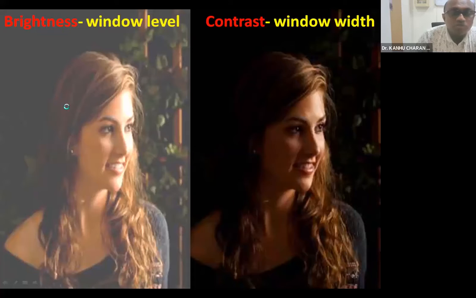If you see what level and width are, you see two images, left and right. Left is the brightness, which is called the window level, and this is called the window contrast, or window width. If you drag your mouse vertically, the window level will change, and if you drag your mouse horizontally, your window width will change. If you go diagonally, you have to adjust the window.